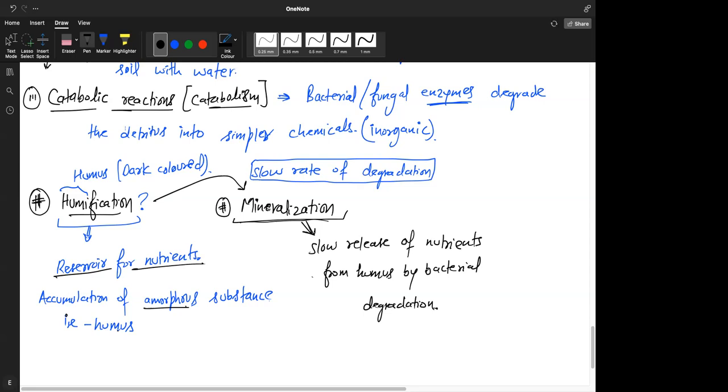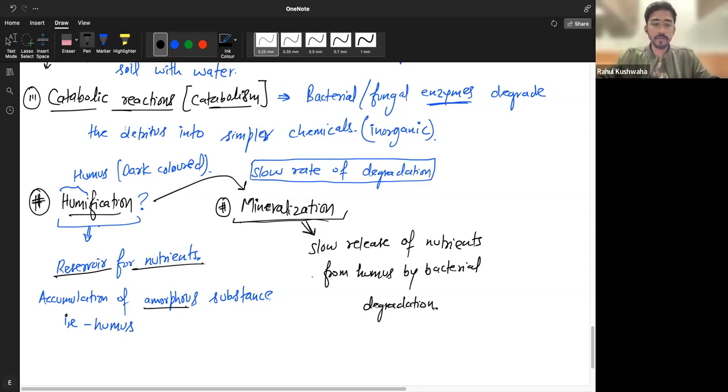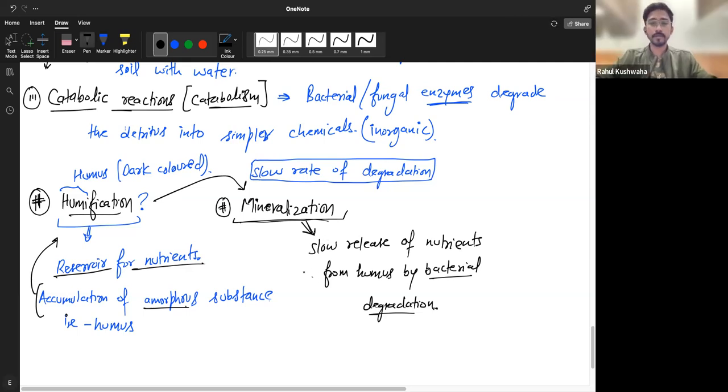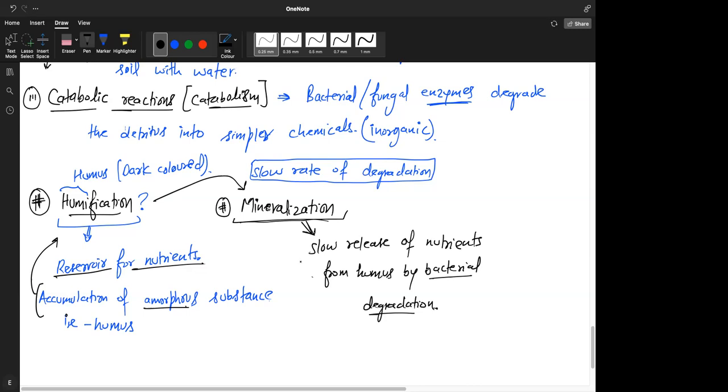So it's an amorphous substance that gets deposited in the soil and makes a layer and acts as a reservoir for nutrients. That process of accumulation of amorphous substance, that is humus, is called humification. And if you have to get nutrients out of it, then you have to wait for the slow degradation and slow release of nutrients from humus by bacterial degradation, or it can be fungal as well, but fungus don't go that deep into the soil. So mostly it's bacterial. And that process is called mineralization. Okay, is that clear? Yes, sir. So both terms are clear to you? Yes, sir. Okay. Great.